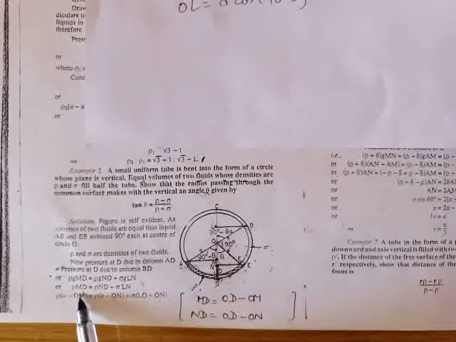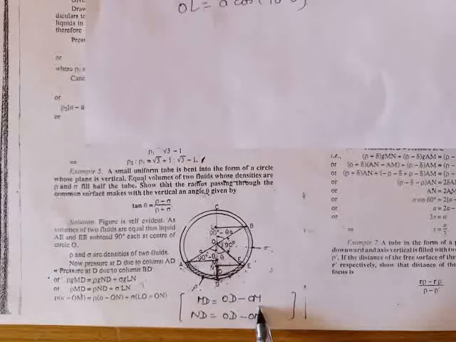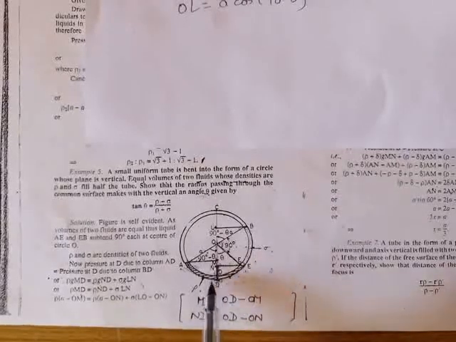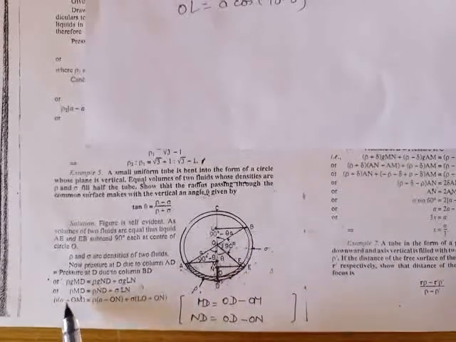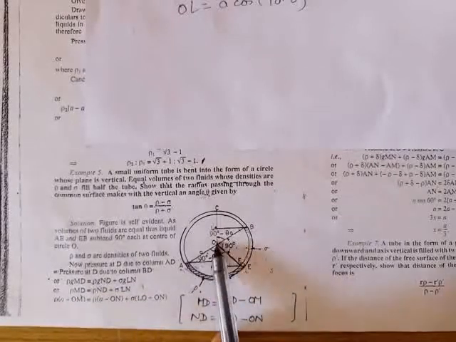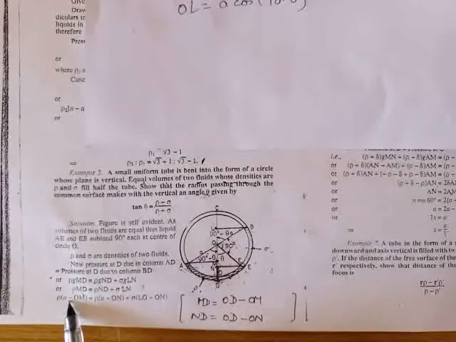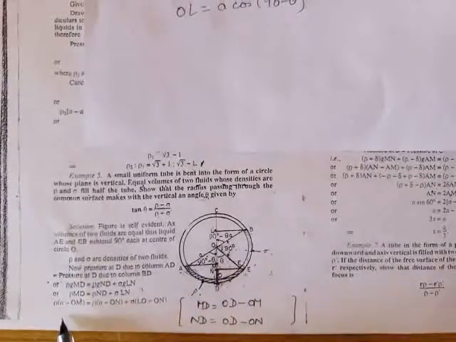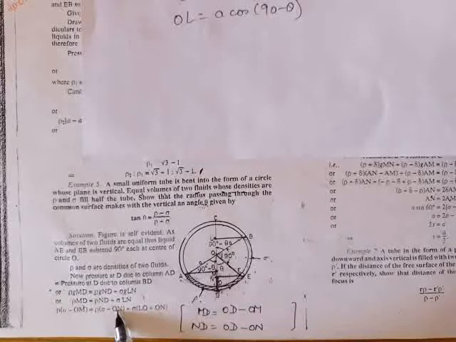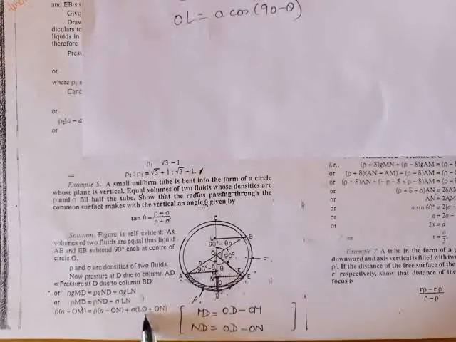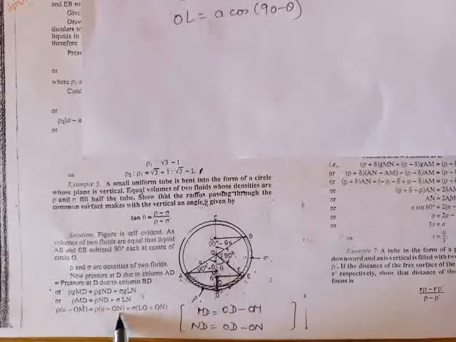Now from the figure you can see what MD is. MD is given by OD minus OM, and ND is OD minus ON. So we can put the values here. OD is the radius of the circle, which we have taken as a. So this equation becomes rho times (a minus OM) is equal to rho times (a minus ON) plus sigma times (OL plus ON). Now we are to find OM, ON and OL.